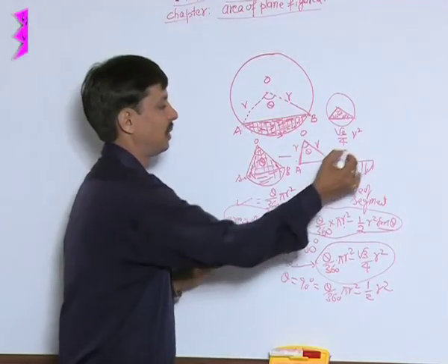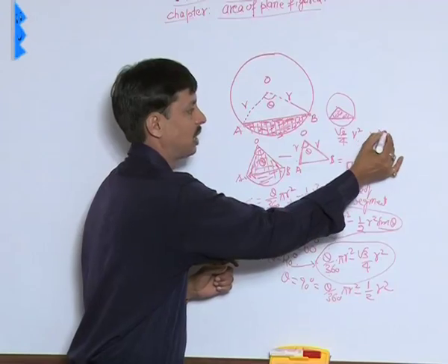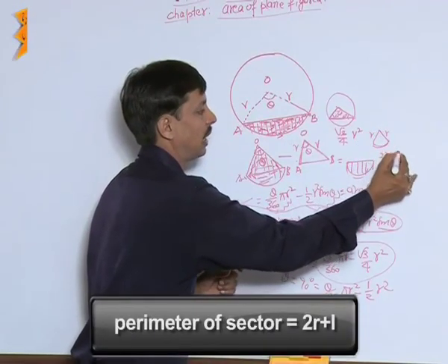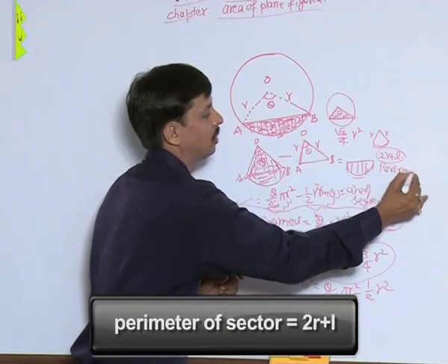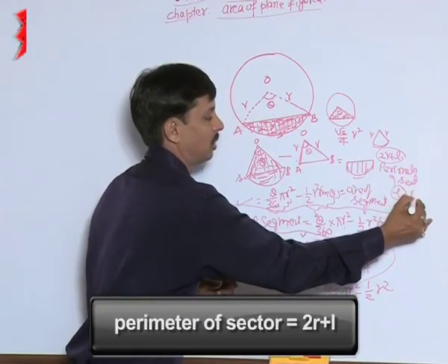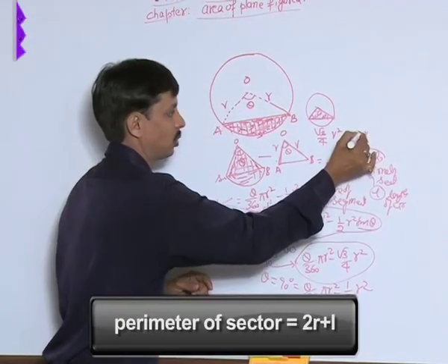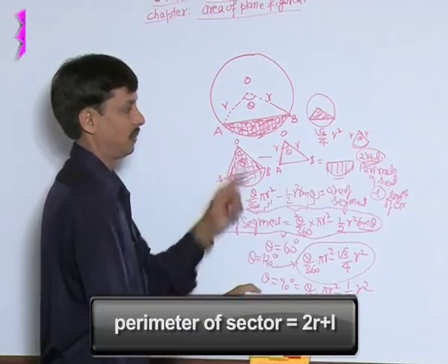And the last, if somebody asks you what is the perimeter of a sector, then you have to say this is R, and this is L. So 2R plus L is known as the perimeter of the sector, where L is the length of the arc. So this is the formula for finding the perimeter of a sector.